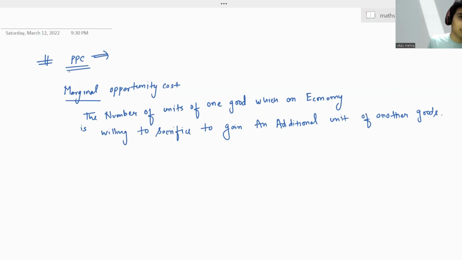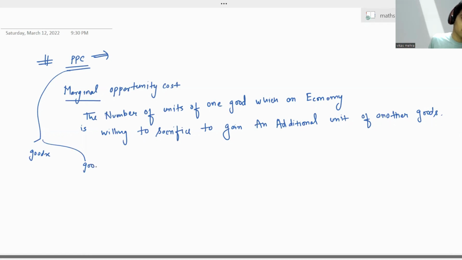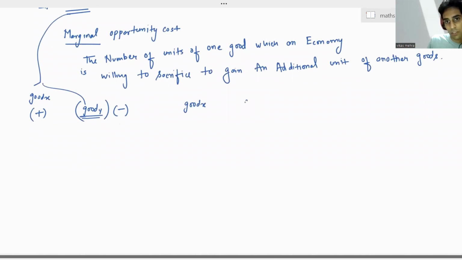As we discussed in the last class, in the PPC we usually take the assumption that the economy is producing two goods, X and Y. Let us say the economy is sacrificing good Y, so we attach a minus sign with that, in order to gain good X. Let us make two columns: good X, which you are gaining or producing more, and good Y, which you are sacrificing. Let us fill that. Initially, the economy is producing 1 of X and say 15 of Y. Then we have 2 of X and 14 of Y, 3 of X and 12 of Y, 4 of X and 9 of Y, 5 of X and 5 of Y.